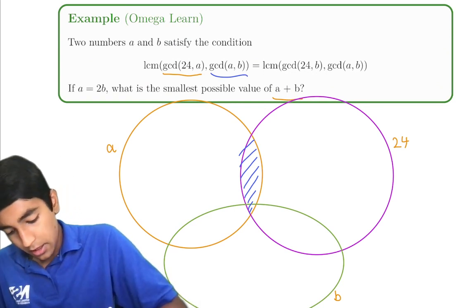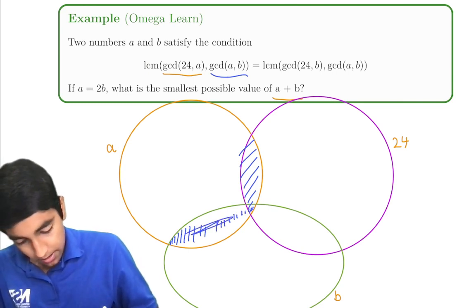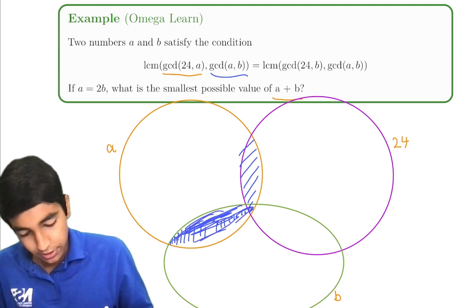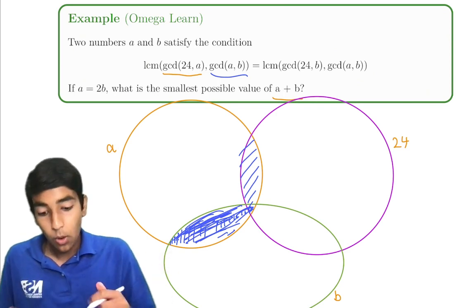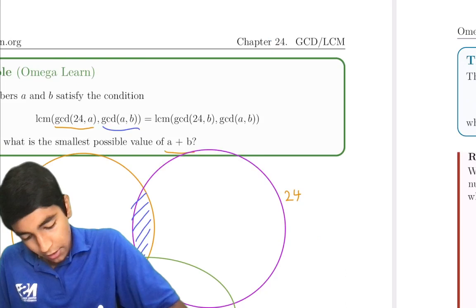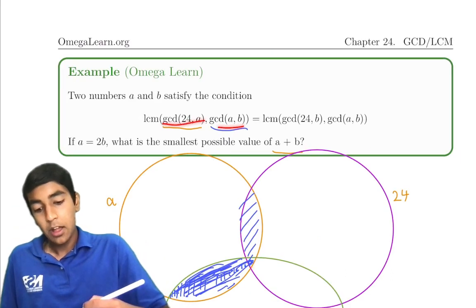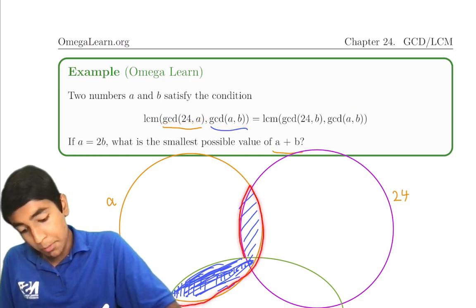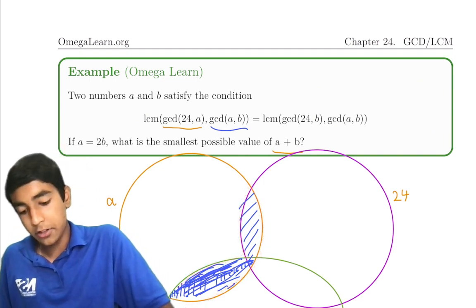What about the GCD of A and B? Well, that's going to be this region over here. All the primes inside this region here will be the GCD of A and B. And the LCM of these two regions, well, notice how this region is counted in both the GCD of 24 and A and the GCD of A and B. So the LCM will just be this whole region together, because it represents all the prime factors that are in either of the GCD terms that are underlined with orange and blue.